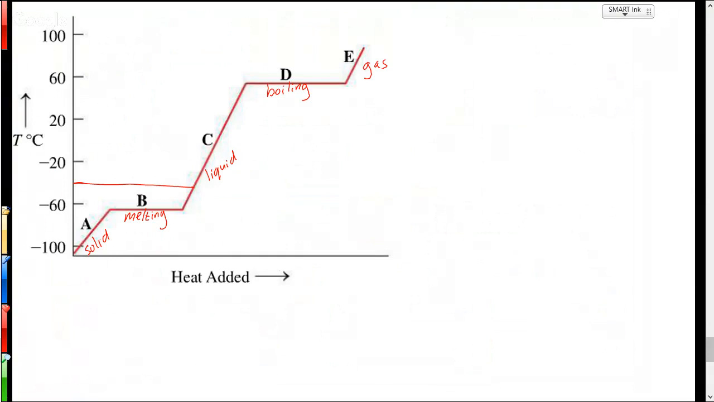On Wednesday, you're going to construct part of a heating curve for water. You're going to construct the C and D parts by taking liquid water and boiling it and measuring the temperature as you're adding energy and seeing what happens. You may see some slightly unexpected things there, but we'll talk about how to explain those when we get to that.